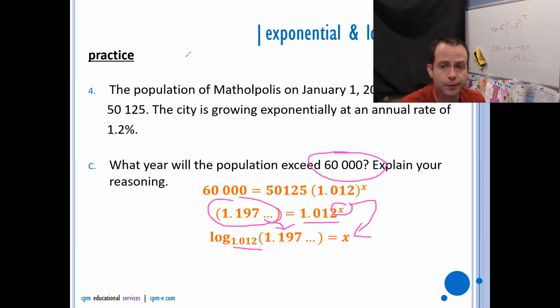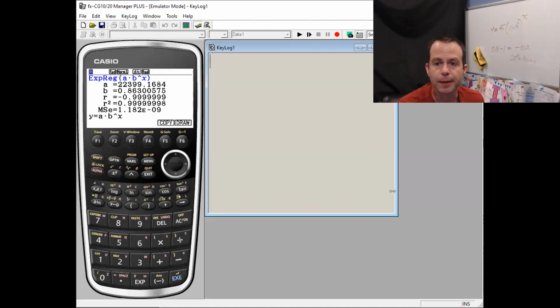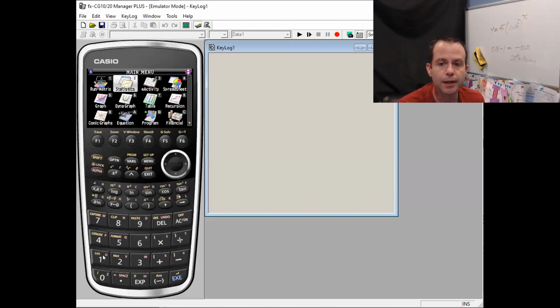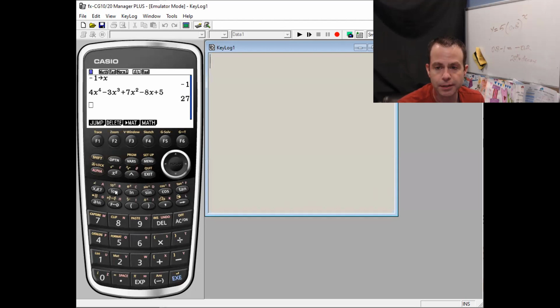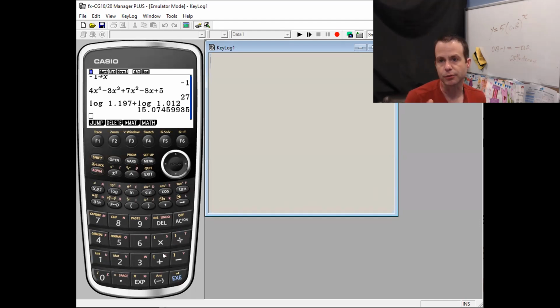So just for clarification, I'm going to switch over to my calculator again, and I'm just going to walk you through this real quick. Sorry, I need to just get my mouse back on too. Okay, so if I'm in my calculator, all of you have the log button right here. So you can go log of 1.197. Now, I don't actually have the number in front of me that was the non-rounded version, so mine might be a little off here, but I just want to show you what to do. Divide by log of the base, so that would be log of 1.012. And then that's giving us 15.07.